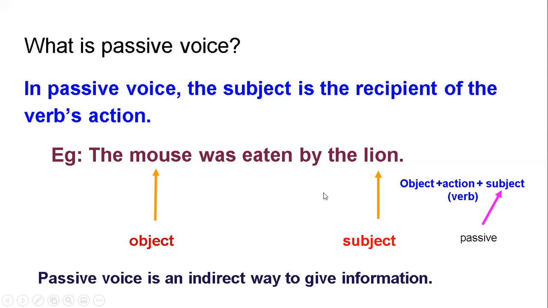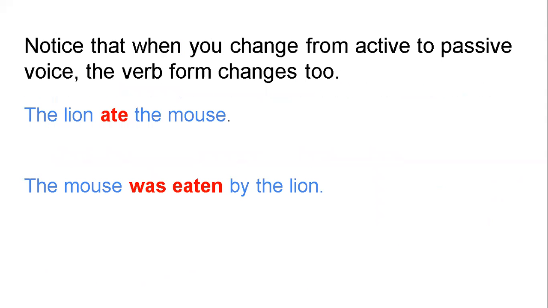Okay? So we have completed active voice and passive voice. If you have understood so much so far, then notice also that when you change from active to passive voice, the verb form changes too. For example, the lion ate the mouse becomes the mouse was eaten by the lion.